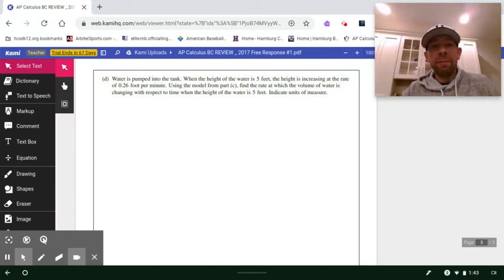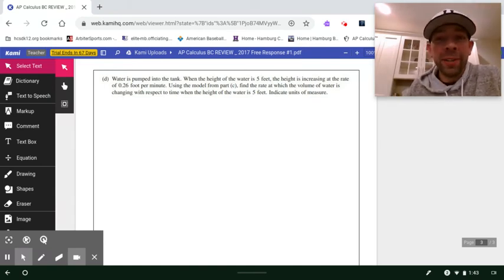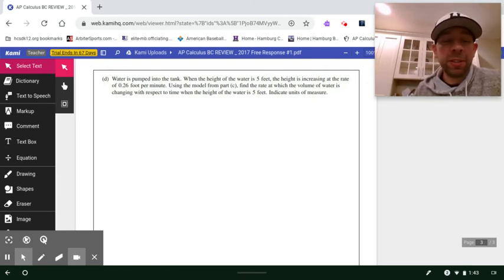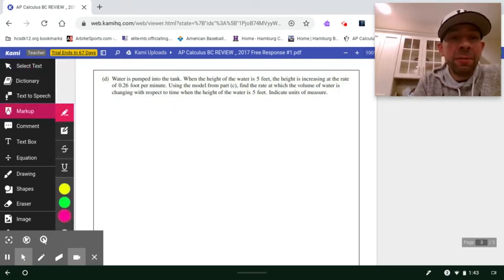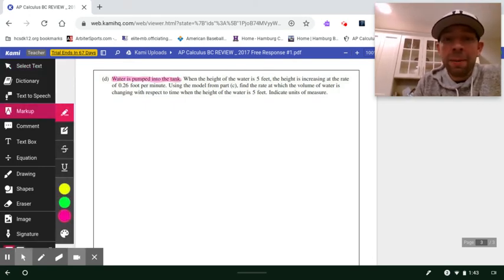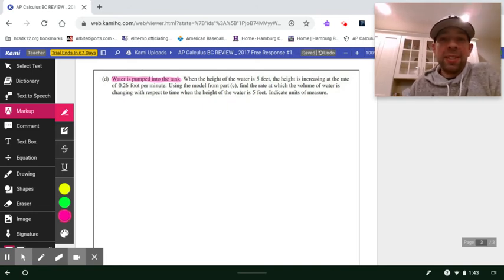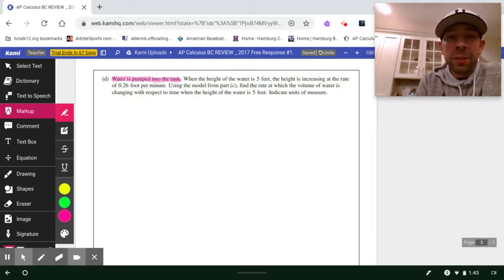And now here, finally, in D, this is the real tricky part in the question. I think if anything derails us and keeps us away from that perfect 9 out of 9, this is probably going to be the part that gets us. So now they said, hey, try to envision water being pumped into that tank. And when there's this instantaneous moment when the height gets up to 5 feet, they said at that particular moment, the height is increasing at a rate of 0.26 feet per minute.